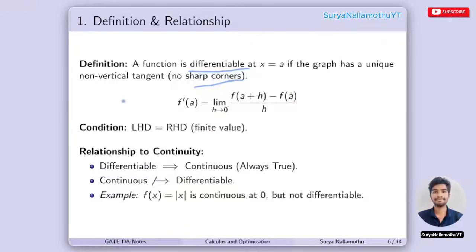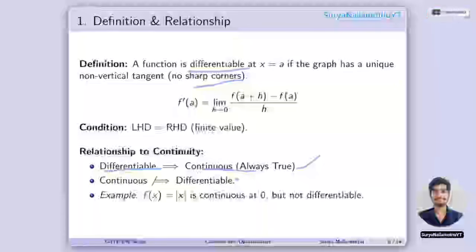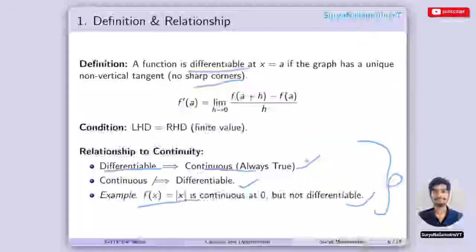So what is the relation of differentiability to continuity? A differentiable function is always continuous, which is always true. This point is very important. And next, continuity does not imply differentiability. This is also very important. For example, f of x is equal to mod x is continuous at 0, but it is not differentiable. So these three points are very important for the relation between continuity and differentiability.